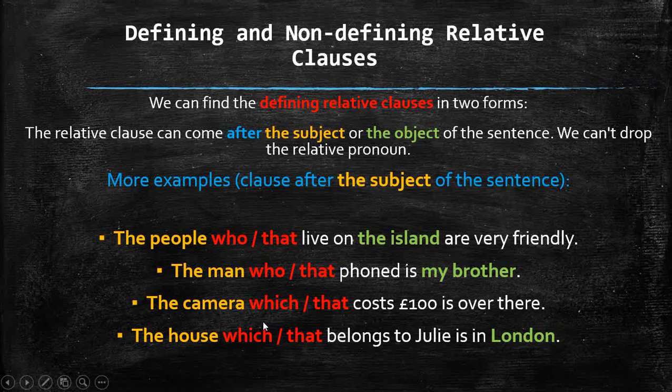The camera, which costs £100, is over there. What costs £100? The camera. The house that belongs to Julie is in London. What belongs to Julie? The house, the subject of the sentence.